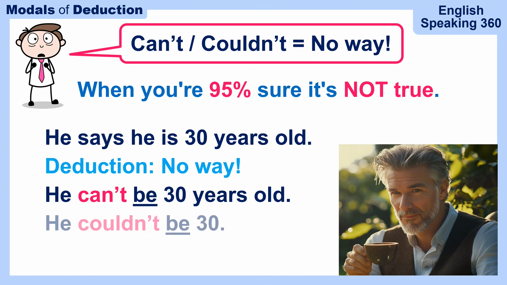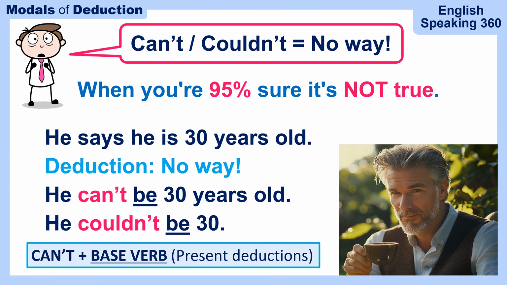Here's another one. He couldn't be 30. So in this case, you can use can't or couldn't. Couldn't in this case does not have a past meaning. It's not the past of can. It's just another way to say that it's not possible. It's a little bit more formal than can't. He couldn't be 30 years old. He looks like he's 50. So once again here, you have to use can't or couldn't plus the base verb for present deductions.